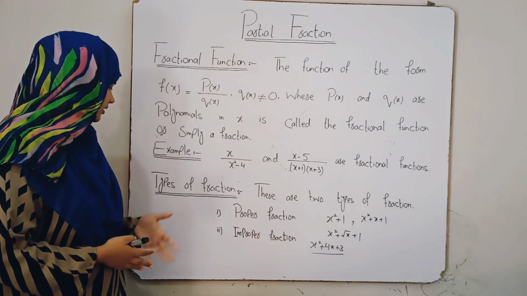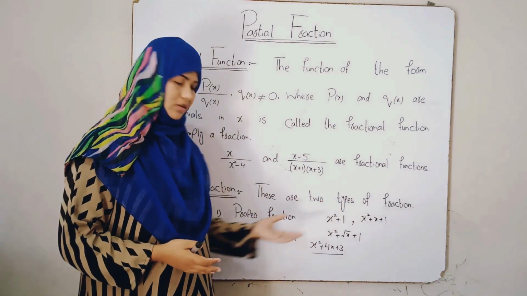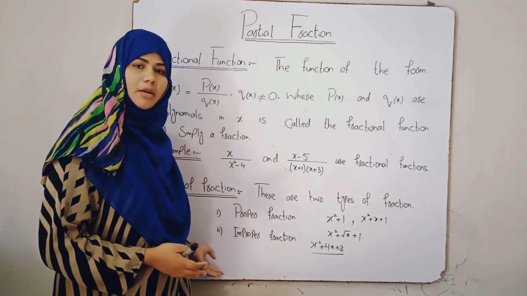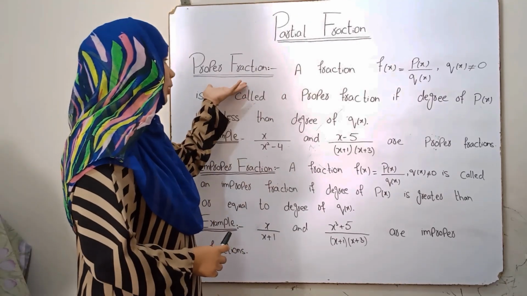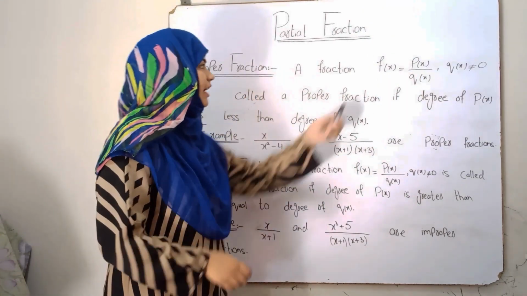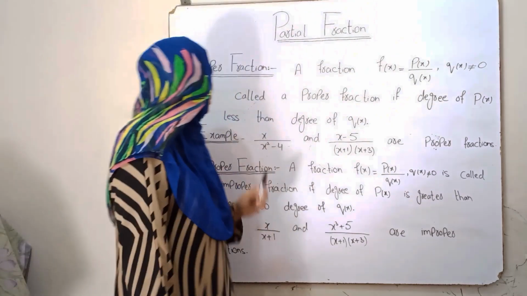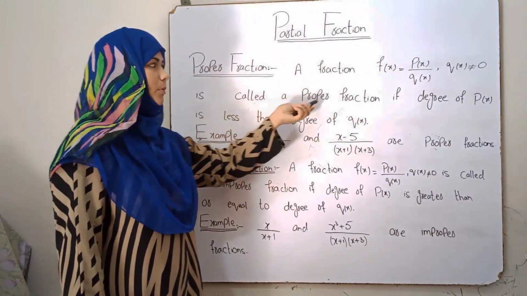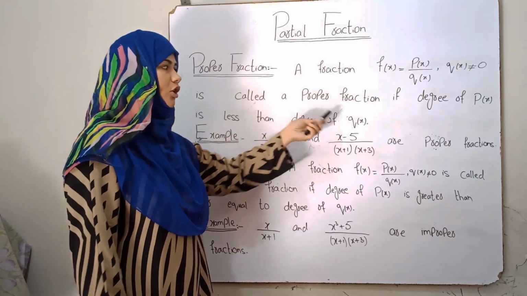Now let's start types of fraction. There are two types of fraction. Number 1, proper fraction. Number 2, improper fraction. First is proper fraction. A fraction f of x is equal to p of x over q of x, q of x not equal to 0, is called a proper fraction if degree of p of x is less than degree of q of x.